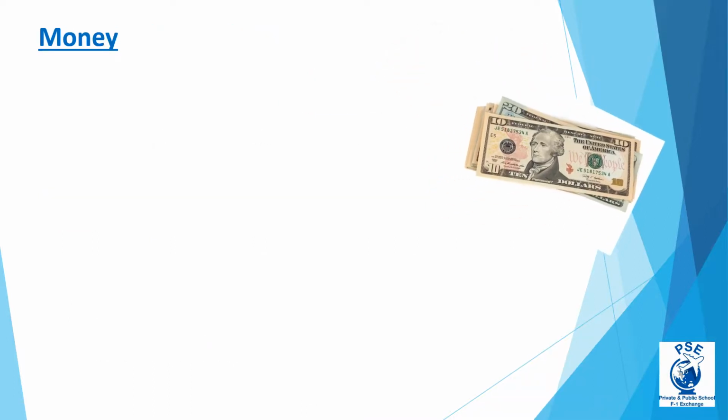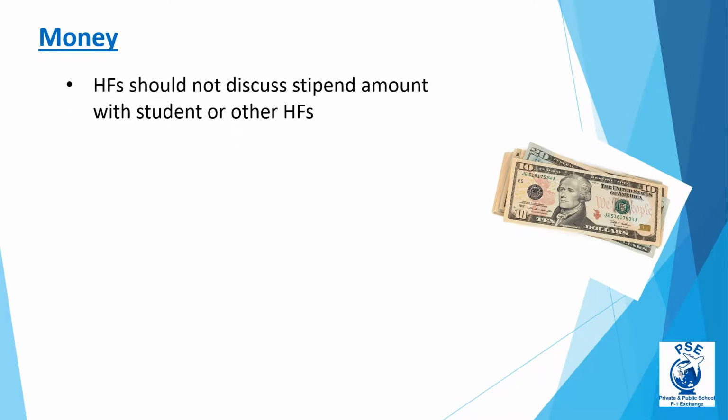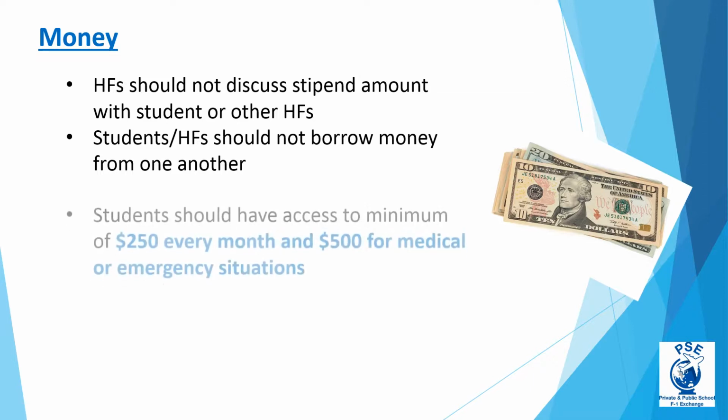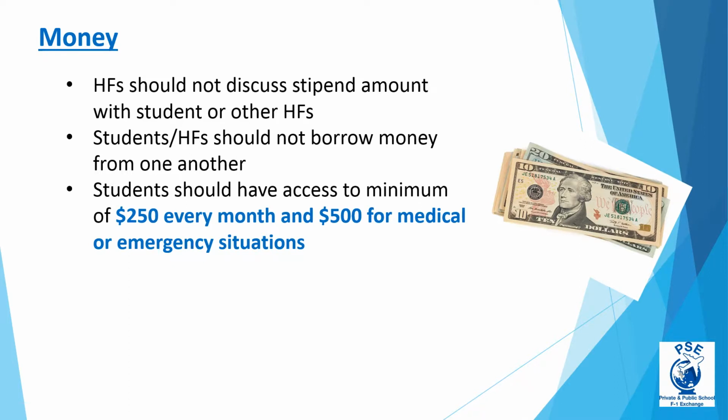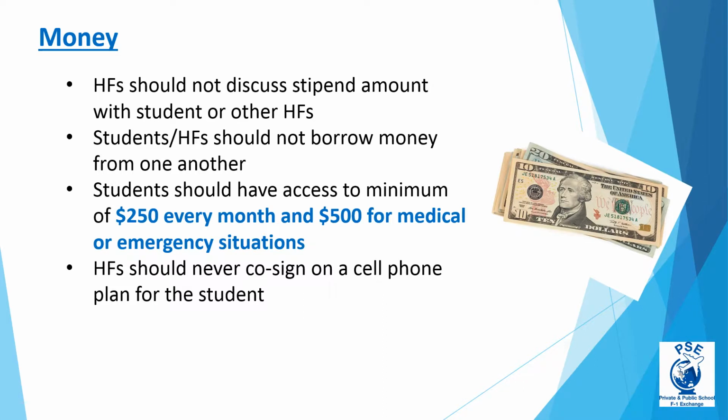Here are some guidelines regarding money. Host families should not discuss their stipend amount with their student or other host families. Students and their host families should not borrow money from each other. Money misunderstandings can create distrust in student and host family relationships. Students are expected to have access to at least $250 every month and $500 for medical or emergency situations. Host families should never co-sign on a cell phone plan for the student. Host families should never co-sign on a student's bank account.